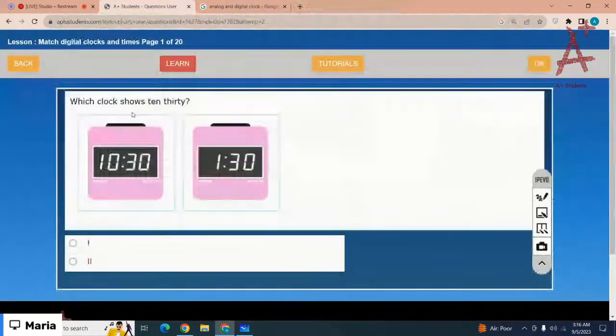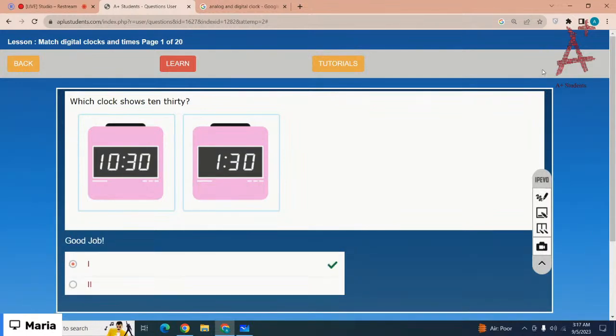Okay, the next one is, which clock shows 10:30? Which is the correct option, 1 or 2? 10:30 means 10 hours and 30 minutes. So which is the correct option? Option number 1 is the correct option, right? That represents 10:30. Option 1 is the correct option.